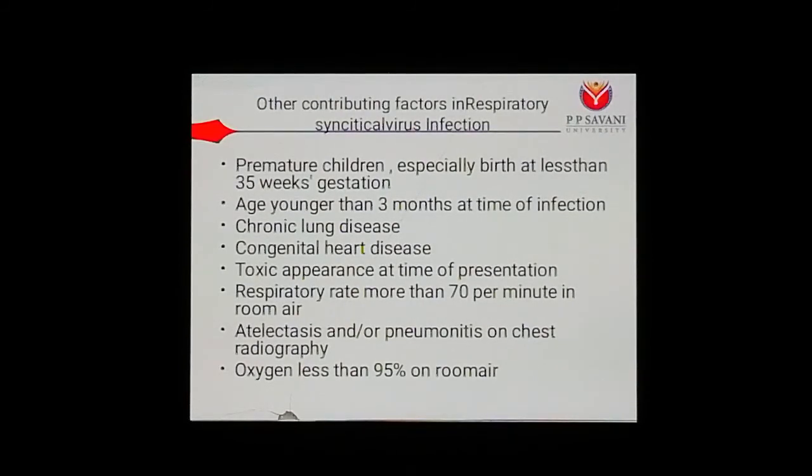Other contributing factors for RSV infection: premature children, especially born before 35 weeks, age younger than 3 months at the time of infection, chronic lung disease, respiratory rate more than 70 per minute in room air, toxic appearance at the time of presentation, oxygen saturation less than 95% on room air, etc.